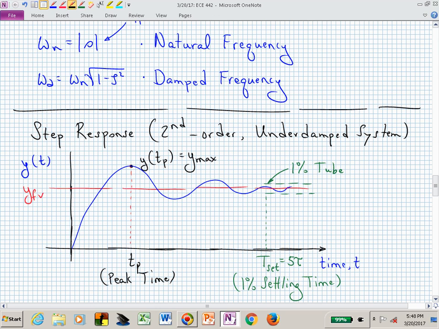And that's the time that the response gets inside this 1% tube around the final value, and it stays there. Obviously, it gets in that 1% tube many, many times, but it waits a while until it gets in there and stays in there and doesn't leave or exit that 1% tube. When that first happens, that's what we call our settling time.